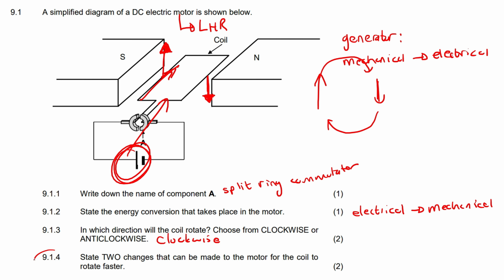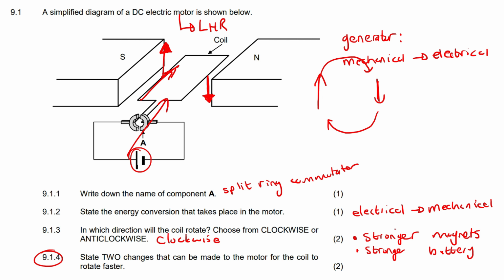Now this one says, give two changes that can be made so that it can rotate faster. Well, there's a couple things we could do. We could use stronger magnets, okay? We could use a stronger battery, so that it creates a better current. Or instead of using stronger magnets, you could bring the magnets closer together. Another thing you could do is you could use more turns.